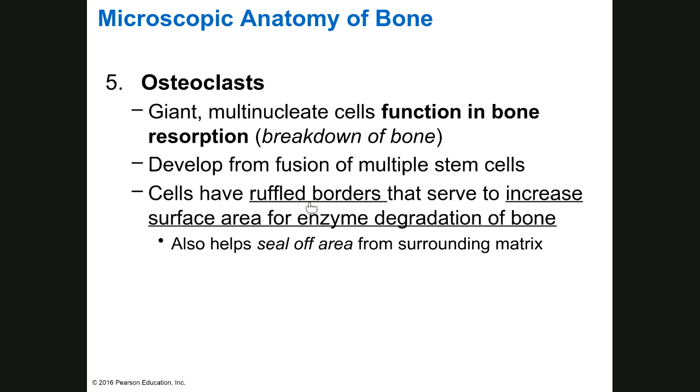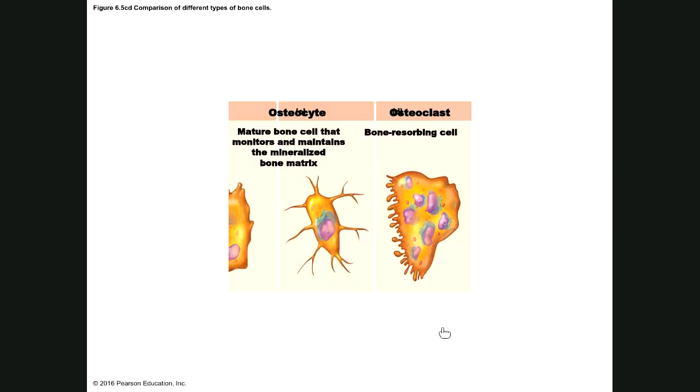Okay, structurally, this cell is very interesting. It has a unique structure to it. It has these little ruffled borders. And so you should know that these little ruffled borders are going to help increase the surface area over which this osteoclast can break down bone tissue. This ruffled border is also going to help seal off the area that's being degraded. So let's see what this looks like.